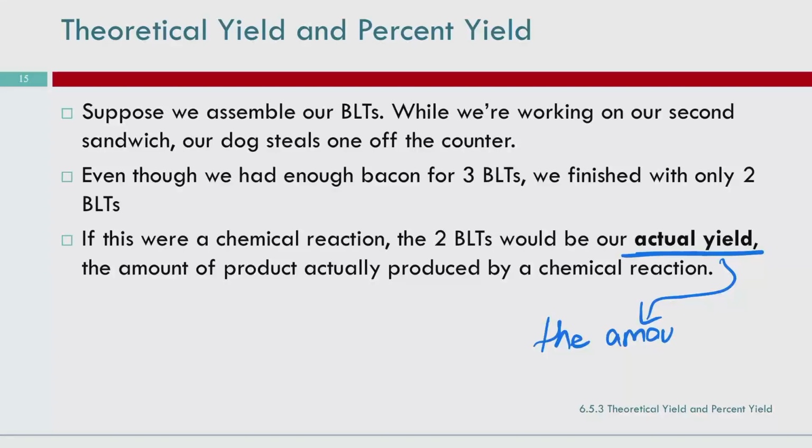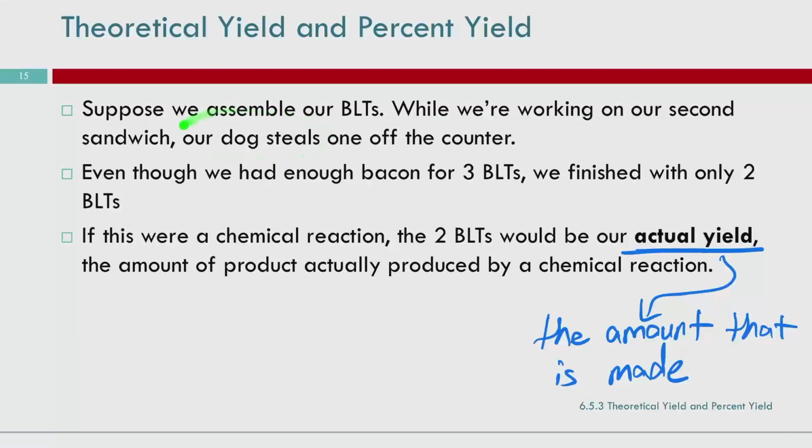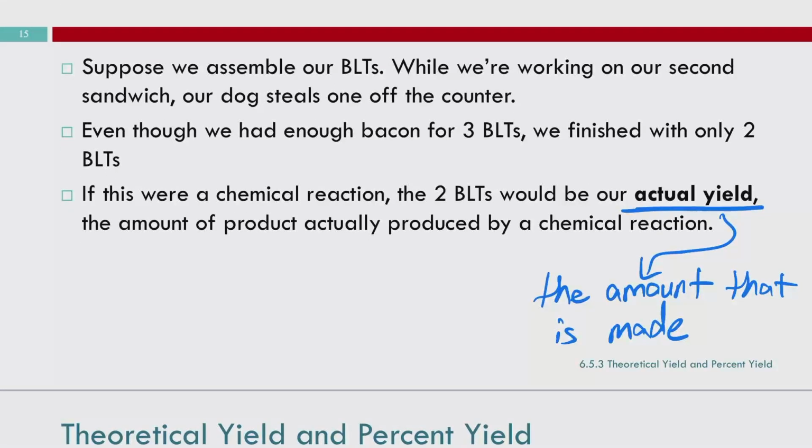The actual yield is the amount that comes out, or the amount that is made. So we had our theoretical yield of 3 BLTs. In theory, with all of our ingredients, we could make 3 BLTs. Something went wrong, i.e. our dog was naughty. So we only ended up with 2 BLTs instead of 3. Oftentimes, in chemistry, our dog comes and steals some of our chemicals, our dog just being forces of the universe or lost to spilling or incomplete reactions. And so we have to measure our actual yield. In this case, it was 2.